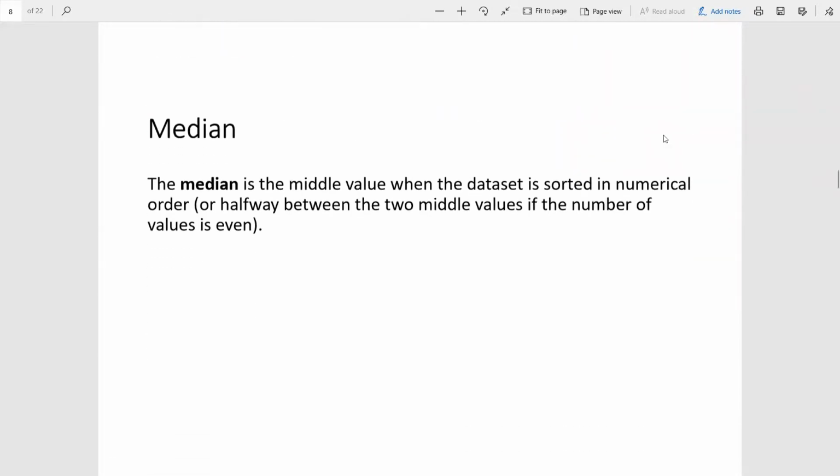Now, the median is a middle value when the data set is sorted in numerical order, or it's halfway between the two middle values if the number of values is even. I'm going to show you just a simple example. Suppose we had 2, 3, 4, 5, 6 numbers. These are, I'll say, 5 numbers in the data set. The median would be 4.